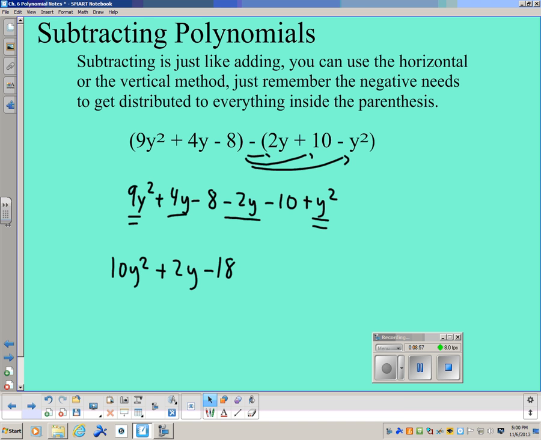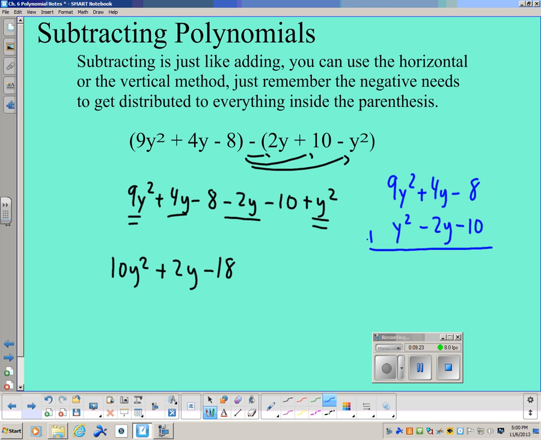If you're a person, again, who likes that vertical method, let's use that as well. So I'm going to line it up. So 9y squared plus 4y minus 8. And I'm going to distribute the minus sign through as I write this down. So minus 2y is going to go underneath here. A minus 10 here is going to go underneath the minus 8. And then a minus here becomes a plus y squared.